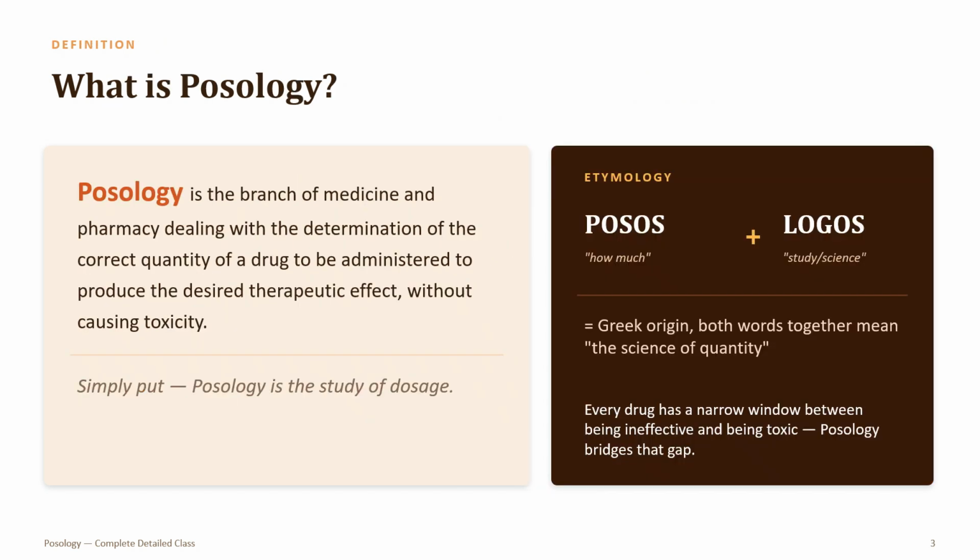What is posology? Posology is a branch of medicine and pharmacy that deals with doses of drugs, specifically the calculation of the correct quantity of a drug that should be administered to produce the desired therapeutic effect without causing toxicity. Etymology: the term comes from two Greek words, posos meaning how much, and logos meaning study or science. So literally, posology is the science of quantity, or more practically, the study of dose.